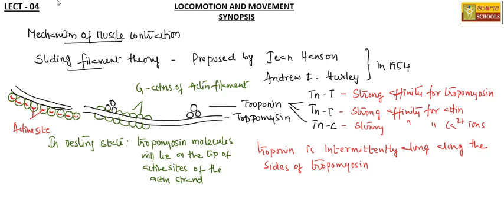One more point. When the tropomyosin covers the active sites, there will be no attraction between the myosin head and the actin filament. It is the myosin head and the actin filament that come against one another and attach together, and that results in initiation of muscle contraction. So we'll see the sliding filament theory now.